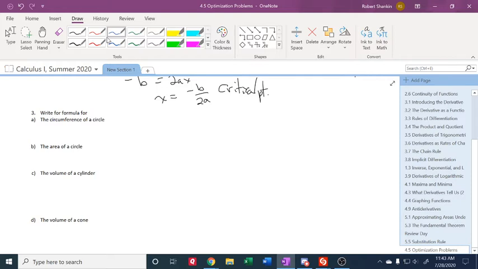Alright, anybody need more time? Let's go for the circumference of a circle. If I picture a circle, all I need is the radius r. And the circumference, if I extended this all the way across, I have the diameter.